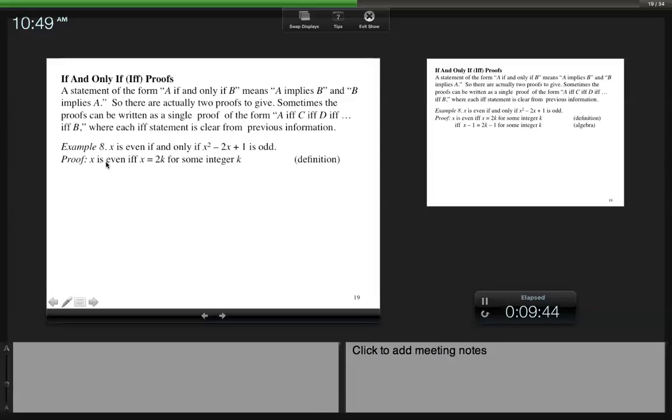Or you can make a series of if and only if statements until you reach the statement that you want to prove. Here's a simple example. You start with: x is even if and only if x equals 2 times k, for some integer k. That's the definition. Then by simple algebra, if and only if x minus 1 equals 2 times k minus 1.